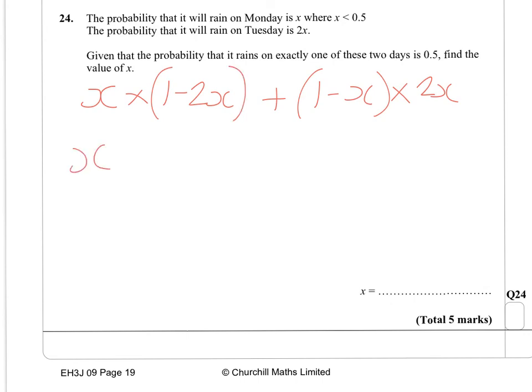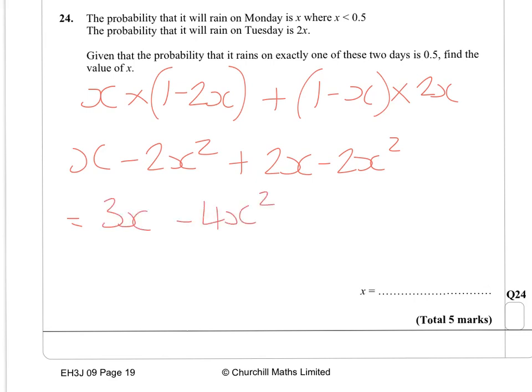x minus 2x squared plus 2x minus 2x squared, which is 3x minus 4x squared. And we're told that the probability is 0.5 that it will rain on exactly one of those days. So what I'm going to do is make it equal to 0. I don't like the minus 4x, so I'm going to take everything to the right.